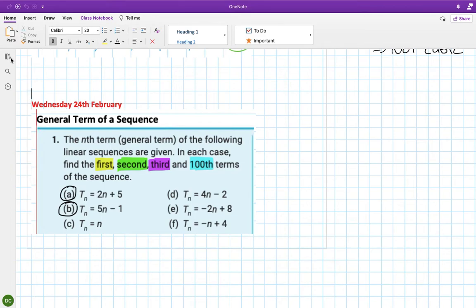Morning, guys. Right, so we'll start with the homework. You were using the general term to find the first, second, third, and 100th term.